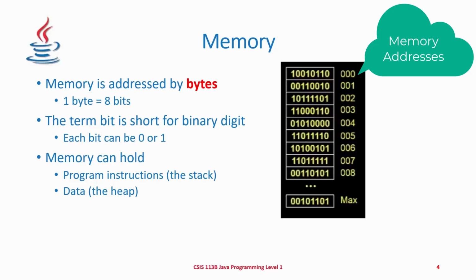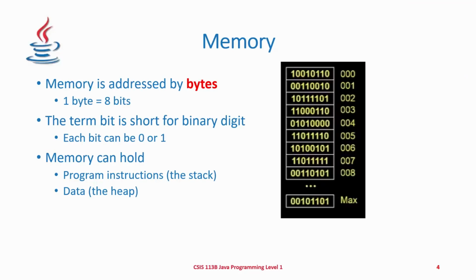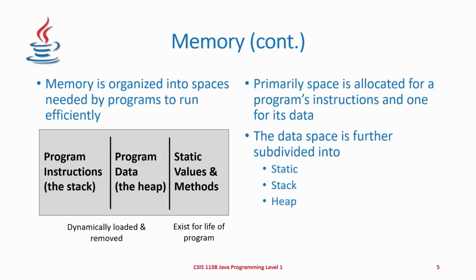The term bit is short for binary digit. A single bit can only be either a 0 or a 1, so it's either off or it's on. And then memory can hold program instructions, which we said earlier are stored on the stack. And then data, again, values that are not primitive values, will be stored on the heap. So continuing on with our discussion of memory, memory is organized then into these spaces as we've been talking about.